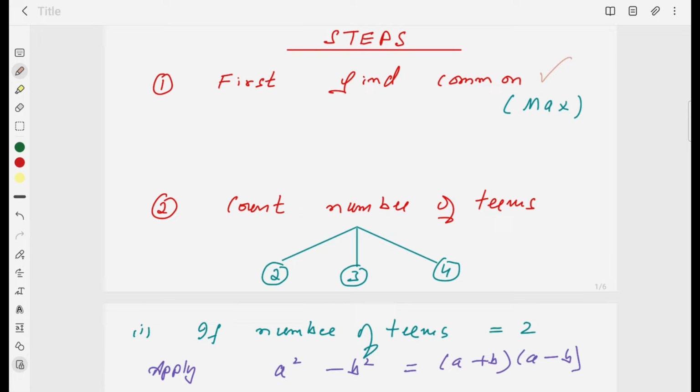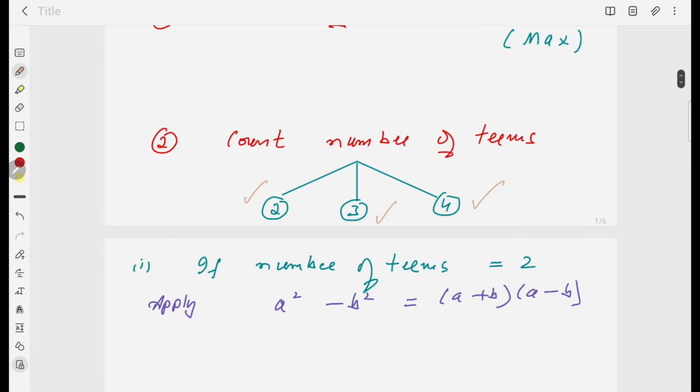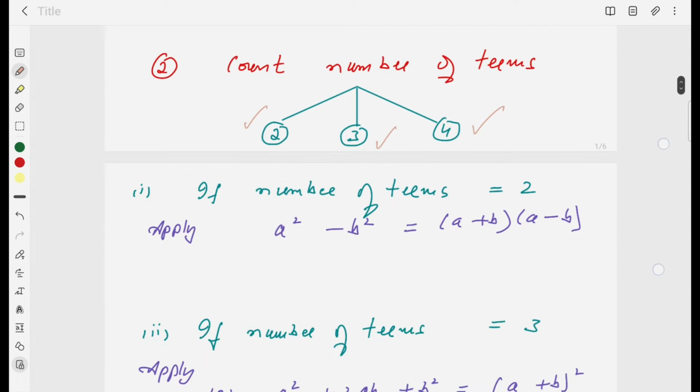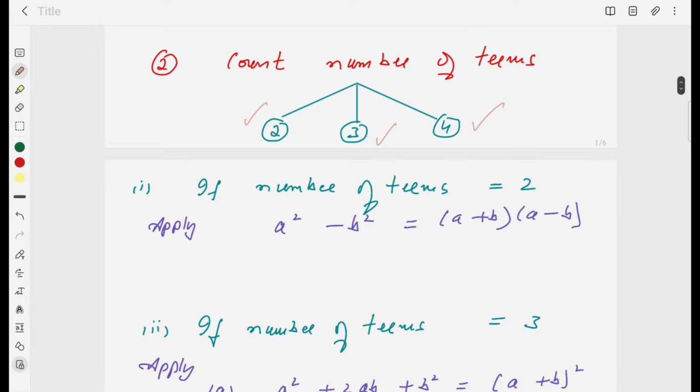There are three possibilities. Either your number of terms is 2, or number of terms is 3, or number of terms is 4. Let me deal with these three cases separately. If your number of terms is 2, then you will use this formula which says a square minus b square is a plus b multiplied by a minus b. So this is your factorized form.